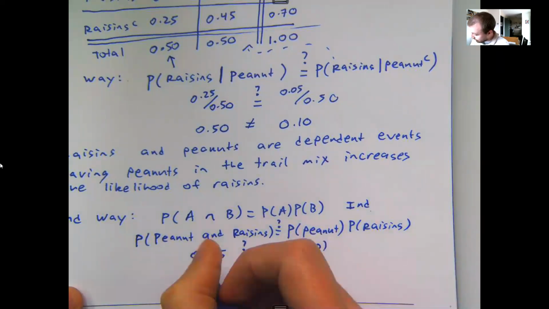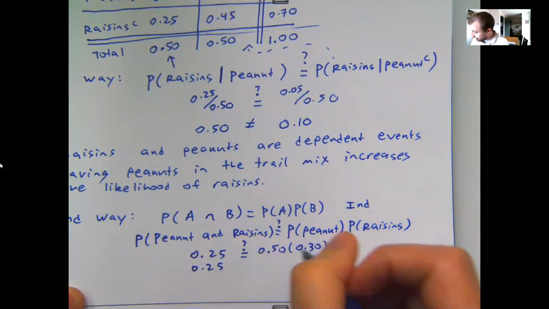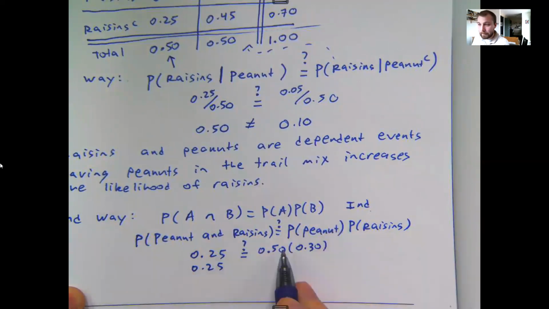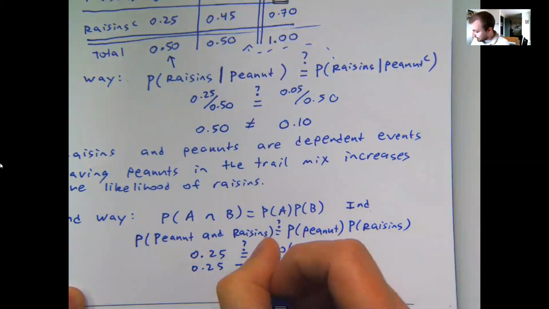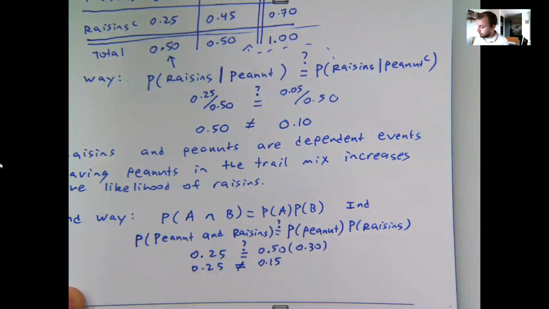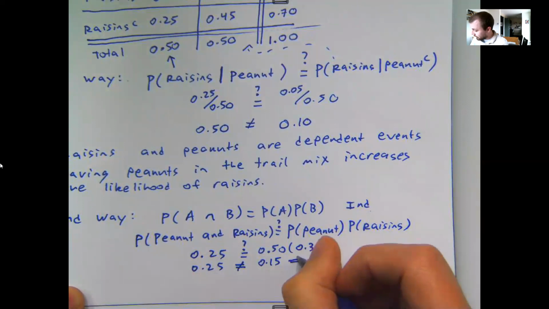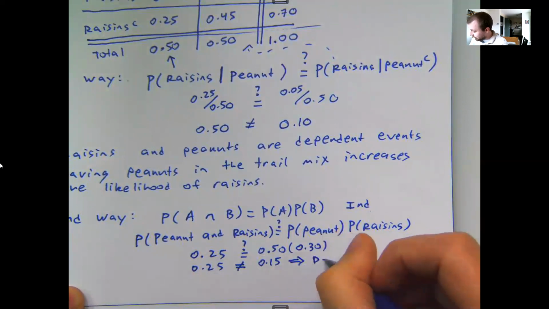When I multiply these, you can kind of see 3 and 5 gives you 15. This gives me 15%. That is not the same thing as 25%. So this tells me the events are dependent.